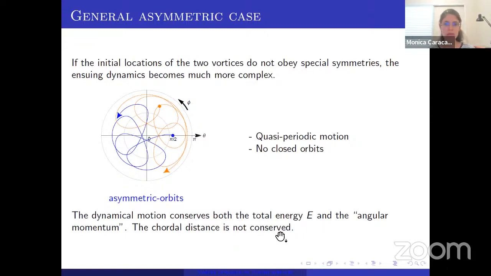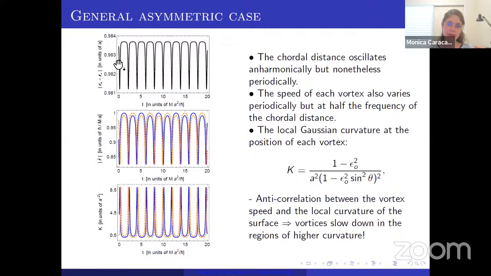The chordal distance is not constant anymore. And here, for this case, I represent in time how the chordal distance evolves. And below, we have how the modulus of the velocity of each of the vortices, the positive and negative one, will change, which has half of the frequency of the distance, exactly half. And below, the more important graph is how the Gaussian curvature at the position of each one of these vortices will change during the movement.